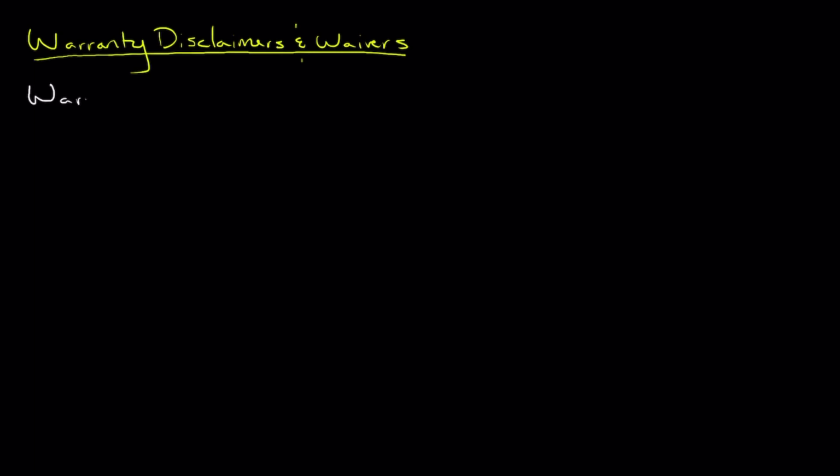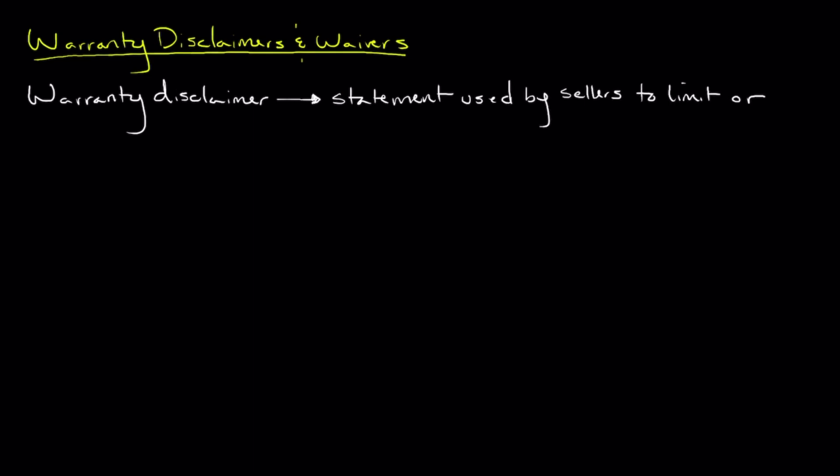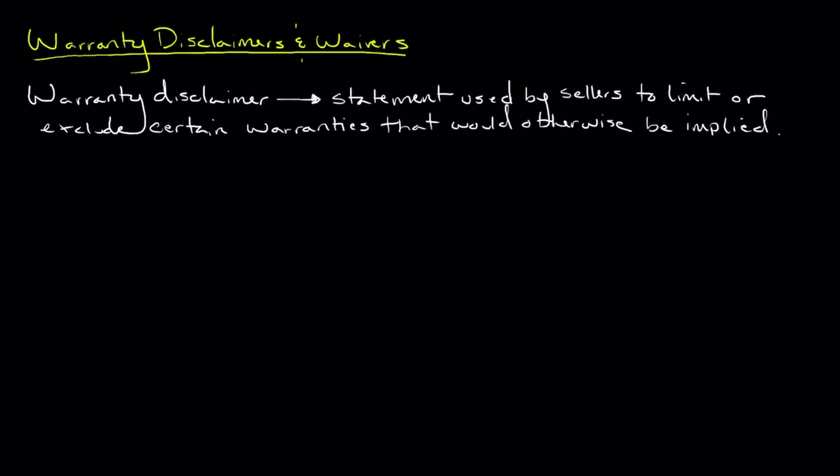So to start us off, let's talk about what a warranty disclaimer is. A warranty disclaimer is a simple statement that is used by sellers to limit or exclude certain warranties that would otherwise be implied by law. It's kind of a way for sellers to manage expectations and try to reduce their potential legal liability. For instance, if a seller wishes to sell a product as is or with all faults, they would use a warranty disclaimer to communicate this to the buyer, and this is commonly done, especially in third-party transactions.